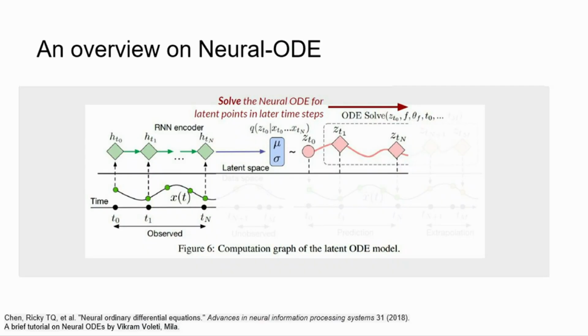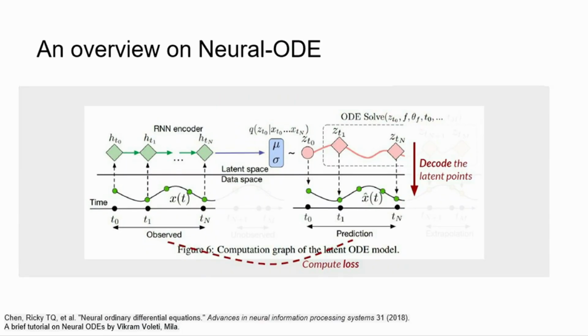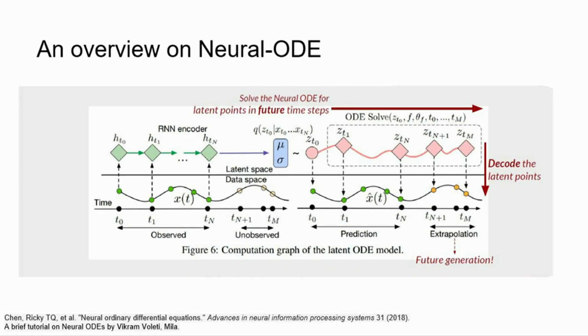Again, we can use a decoder to go from the latent space to the data space and compute the loss, and fine-tune the parameters of the function to predict accurately. Also, we could do it for future time steps and extrapolate to future time points as well.